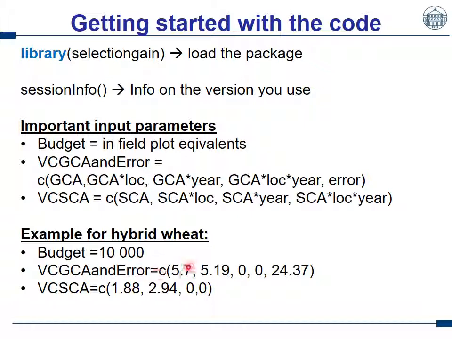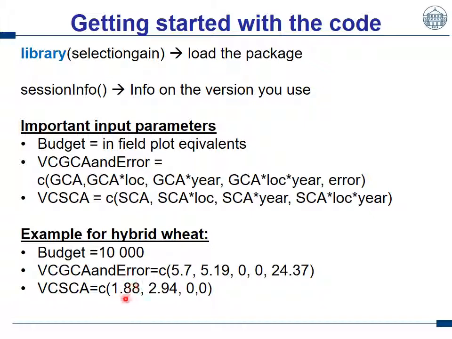Then we have variance components. This is, like you can see here above, the general combining ability. This is the target variance we want to select for, and all the others are masking variances. This is the genotype by location interaction, the genotype by year interaction, the genotype by location by year interaction, and the error variance. And the same for specific combining ability.